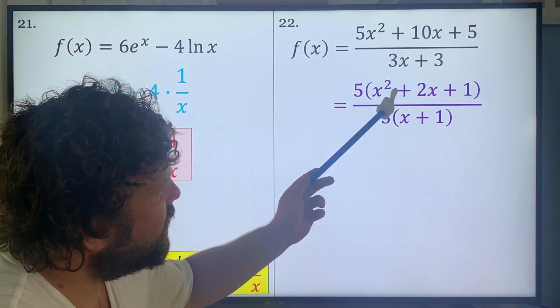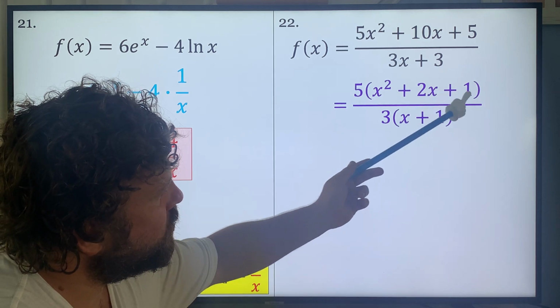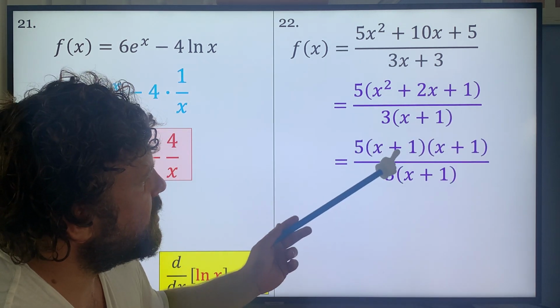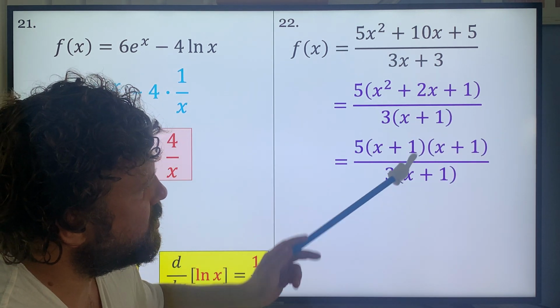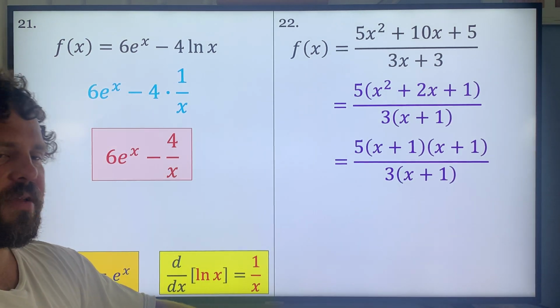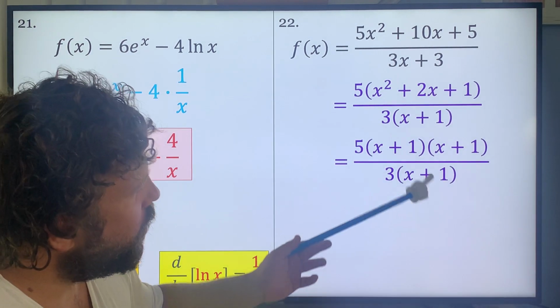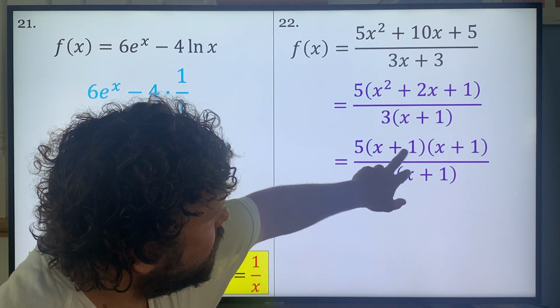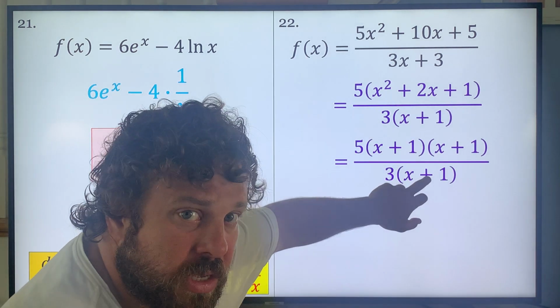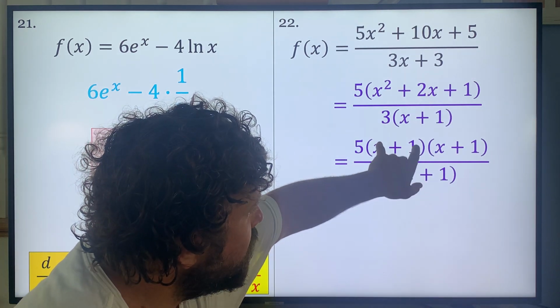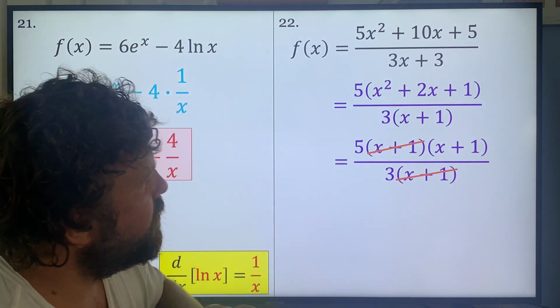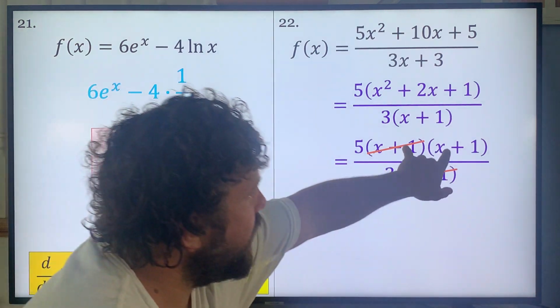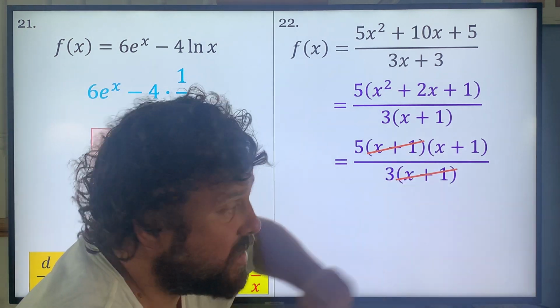Why don't we factor this? Factors of 1 that add up to 2, 1 and 1. So it's 5, x plus 1 times x plus 1 over 3, x plus 1. Now, another thing a lot of students mess up with. What exactly cancels out here? Okay, x plus 1 and x plus 1, but do both of these cancel out with this? No, because this is multiplication, you can only cancel one set out. Okay, it's just like if you had an x squared over x. I would still have an x on top.